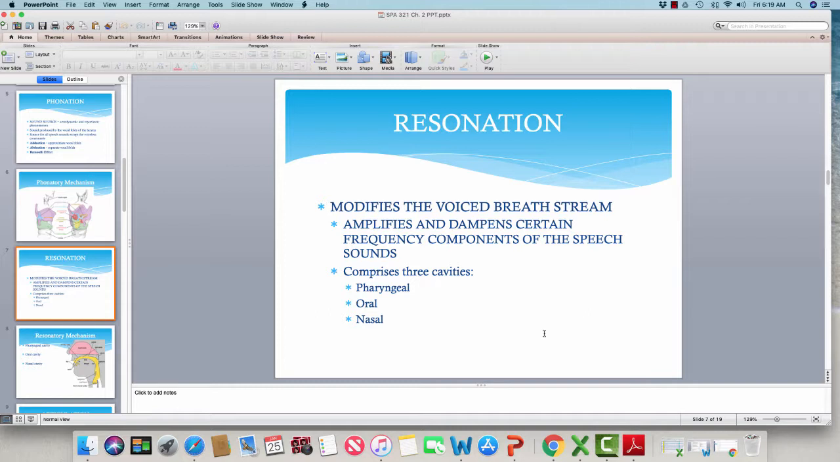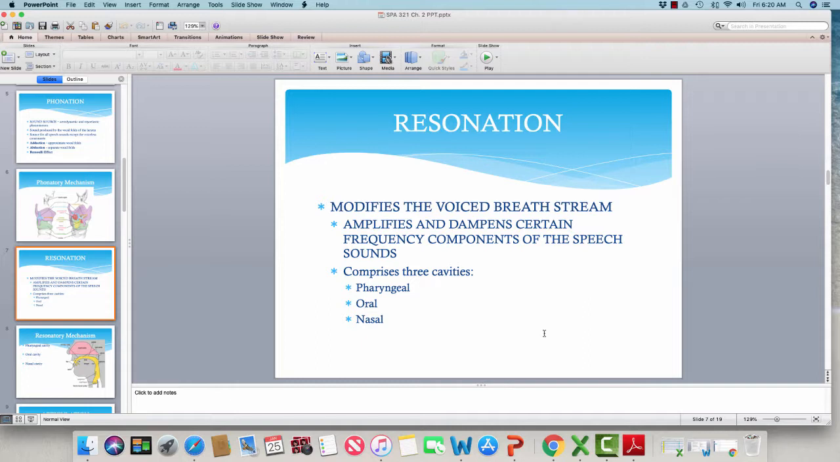Some of you may have had your tonsils removed in the past or your adenoids. These are within the pharyngeal cavity. They absorb the sound as it comes in. So when you have them removed, you may notice a difference in your voice resonance because you no longer have those sound absorption mechanisms within your pharyngeal and oral cavities. So this is what gives us our voice quality.